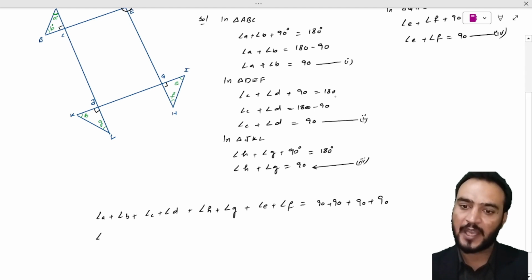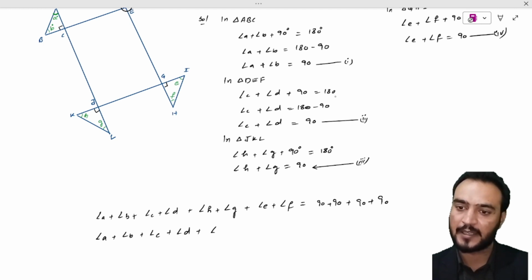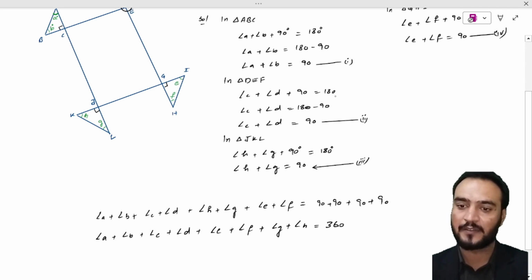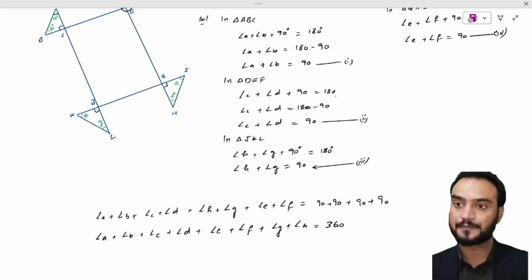We arrange these angles: angle A plus angle B plus angle C plus angle D plus angle E plus angle F plus angle G plus angle H is equal to, adding 90 plus 90 plus 90 plus 90, we get 360. This becomes the answer of question number 16, and we have found this sum which is required. So this was question number 16, and now we will solve question number 17.